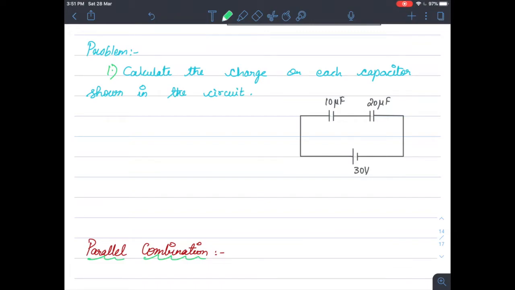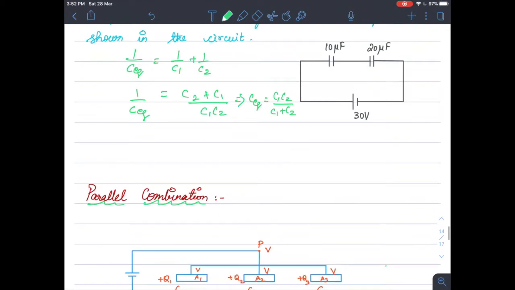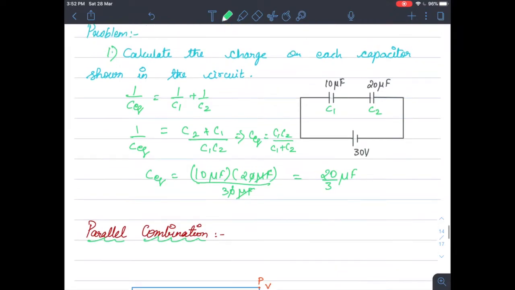So இப்போ நம்ம என்ன பண்ண போறோம் அப்படினா, we are going to calculate the C equivalent for this circuit. According to the formula, 1 by C equivalent is equal to 1 by C1 plus 1 by C2. I want C equivalent, so I'll just take LCM. I'll get (C2 plus C1) divided by C1 C2 for 1 by C equivalent. So altogether C equivalent will be C1 C2 divided by C1 plus C2. Substituting the values and cancelling, I will get 20 by 3 microfarad as the equivalent capacitance.